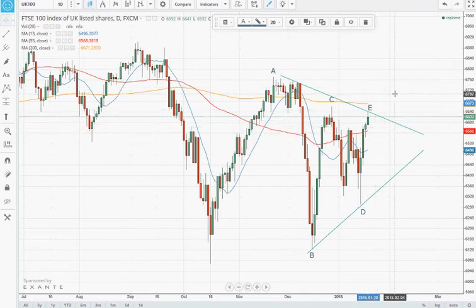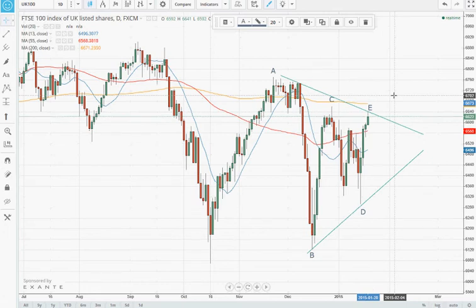So it could be that the rally is over because wave E is over. Okay, so that is one scenario, one triangle scenario. You can see that wave E is lower than wave C, a bit lower. So this is why this triangle is valid.